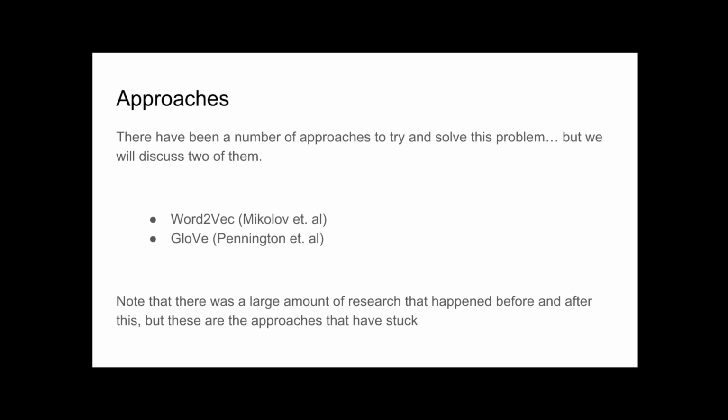So for the purposes of this presentation, there are two main embedding approaches that we're going to talk about. The first one is Word2Vec, which is probably the more talked about, and then GloVe. There are two different approaches to getting at the same idea. And there's a bunch of other implementations and work that happened both before and after these two models, but these are just the two that we're going to talk about.